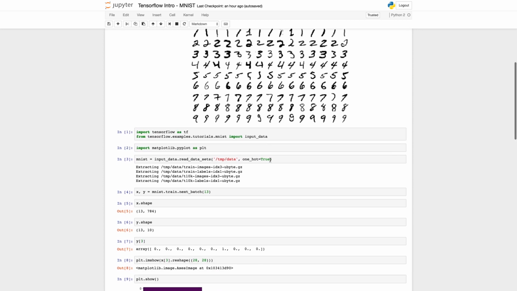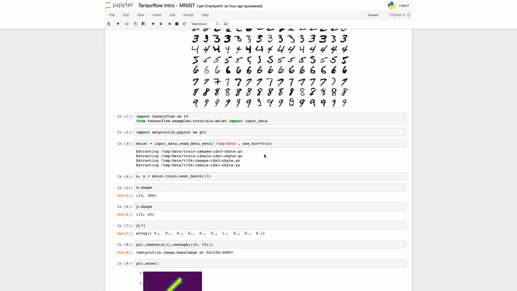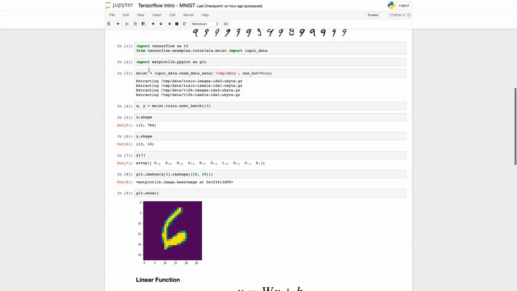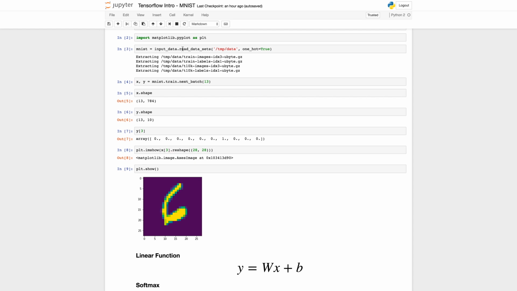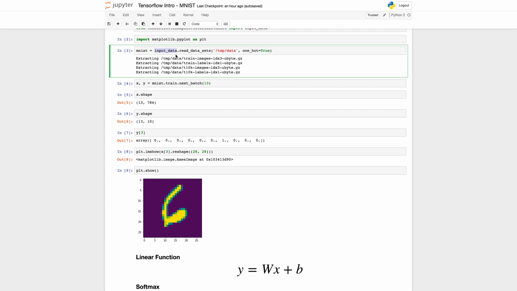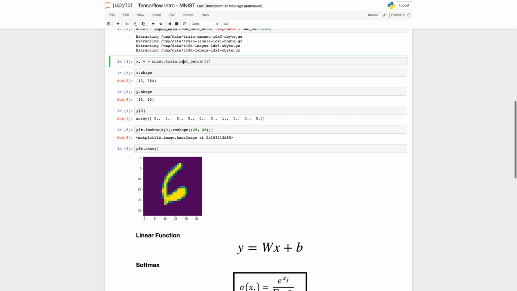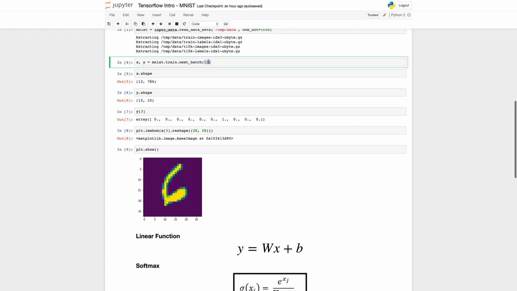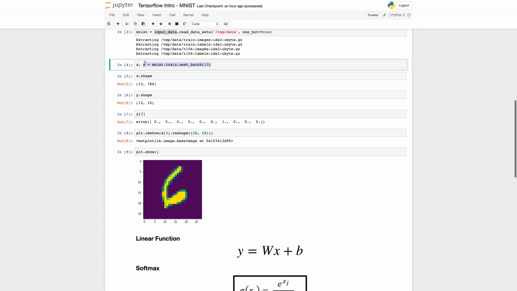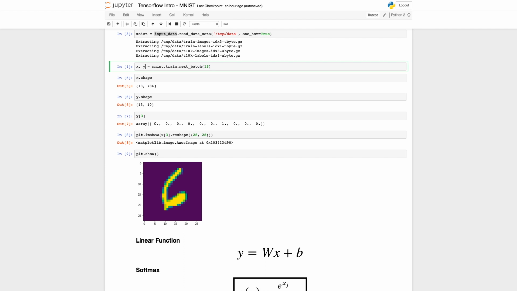Before we get into writing our model, I want to explain and explore our data set. Here I'm importing the libraries I'm going to need, and here I'm reading the data set. Once we're done with some of those logistics, we're going to get a batch from the data set. I'm bringing in 13 images in the form X and Y, where Y represents the labels that describe to us what each image is, and X are going to be the images.